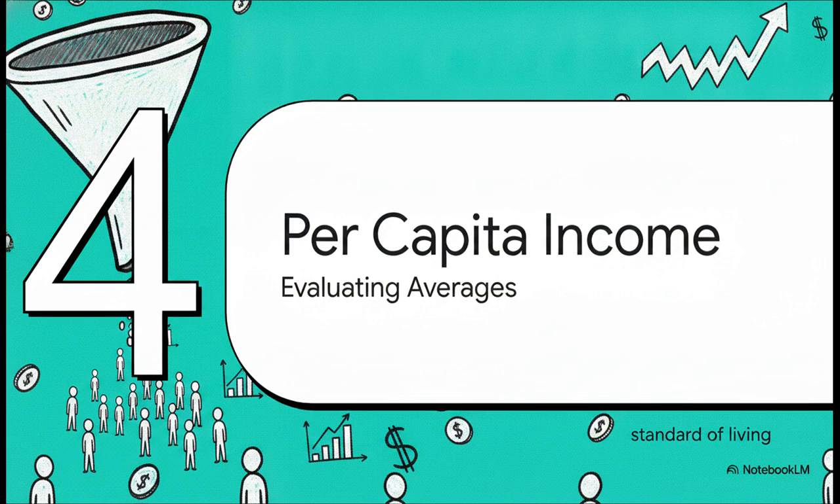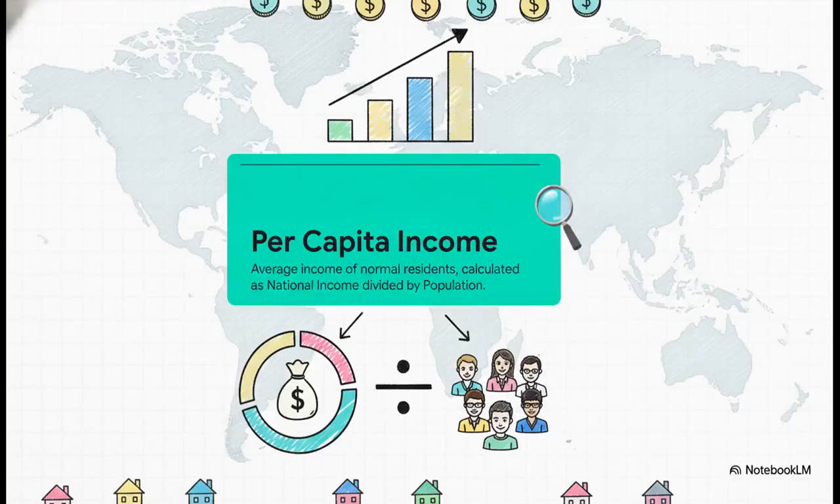Section 4. Per capita income analyzed. Evaluating averages. You've definitely heard economists and policymakers cite per capita income, or PCI, all the time. By definition, PCI is the baseline average income of normal residents in a particular year. The formula is remarkably straightforward. You just take the total national income and divide it by the total population. It's a really simple average heavily relied upon globally to gauge a country's economic development and general welfare. But as we're going to see, simplicity definitely has its blind spots.